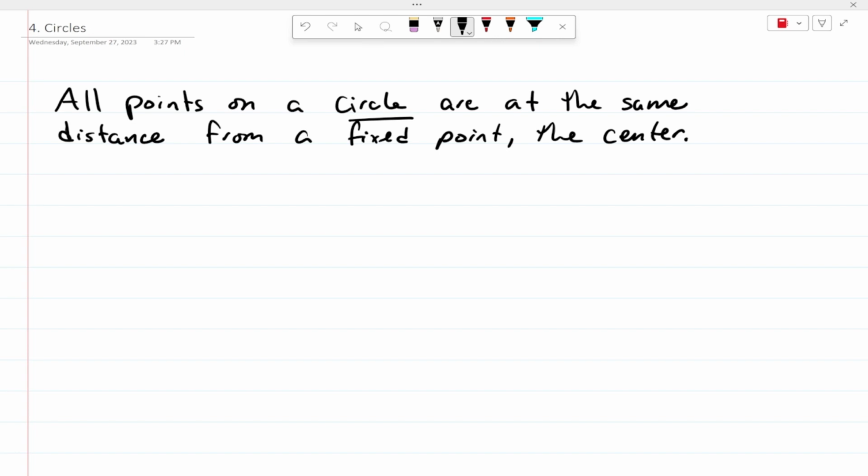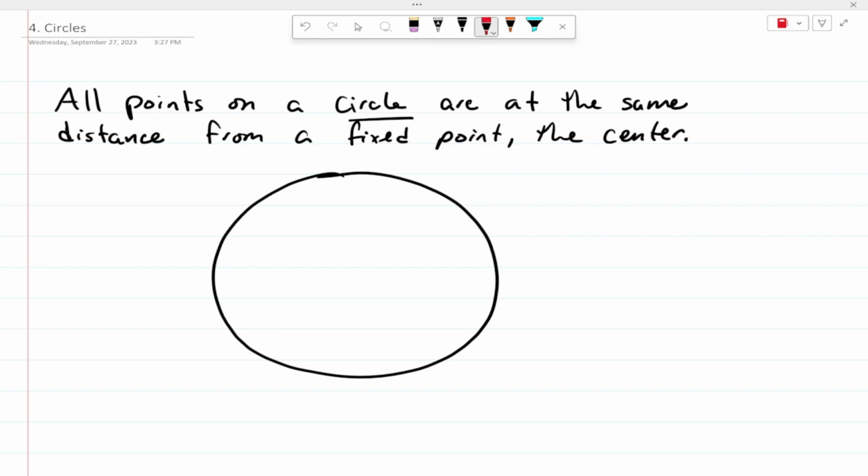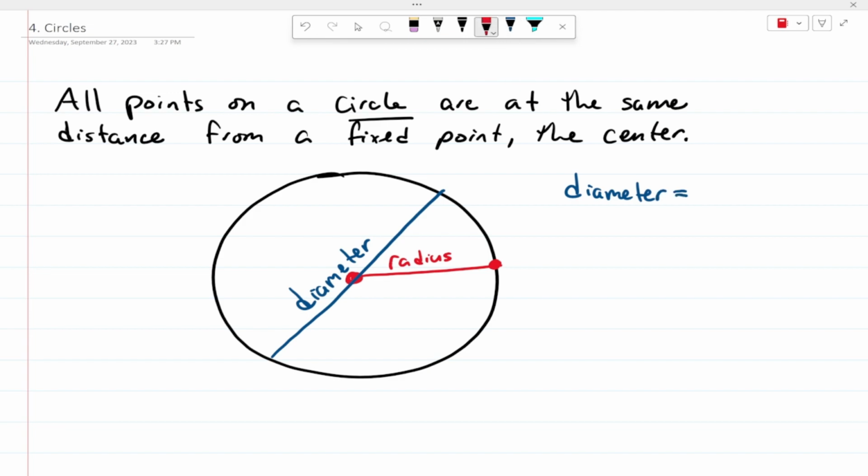So if I just draw a circle right here, and I'm at the center, this distance from here to any point on the outside of the circle is called the radius. And then if we go through the entire circle and through the middle, so I'll use a different color here for that, this is called our diameter. Now, just remember the diameter is equal to 2 times the radius. All right, or another way to write this just as a formula would be D equals 2R.